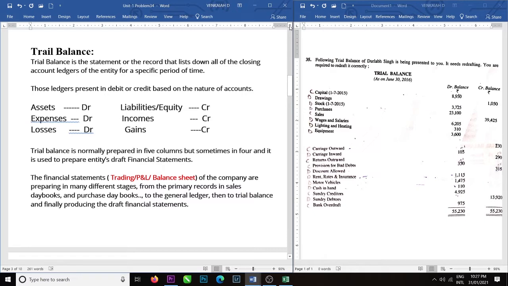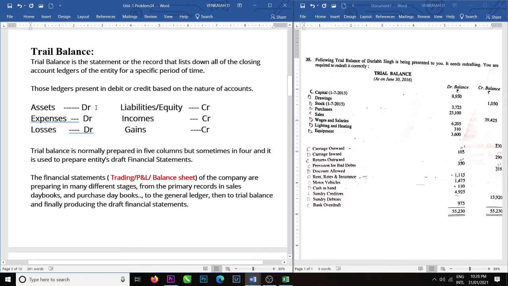So trial balance is a statement or record that lists down all of the closing account ledgers of the entity for a specific period of time. Trial balance is the statement or the record that lists down all of the closing account ledgers of a company for a specific period of time, one month or six months or a full year. The closing balances of ledger accounts are recorded in a statement form. That statement is called trial balance.